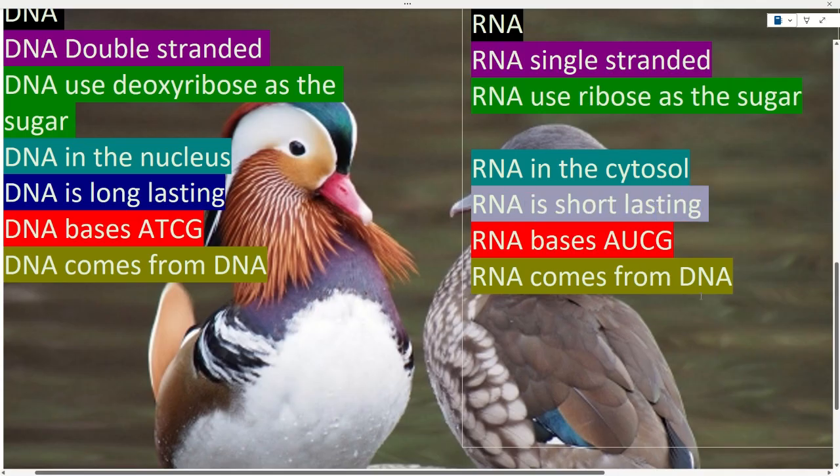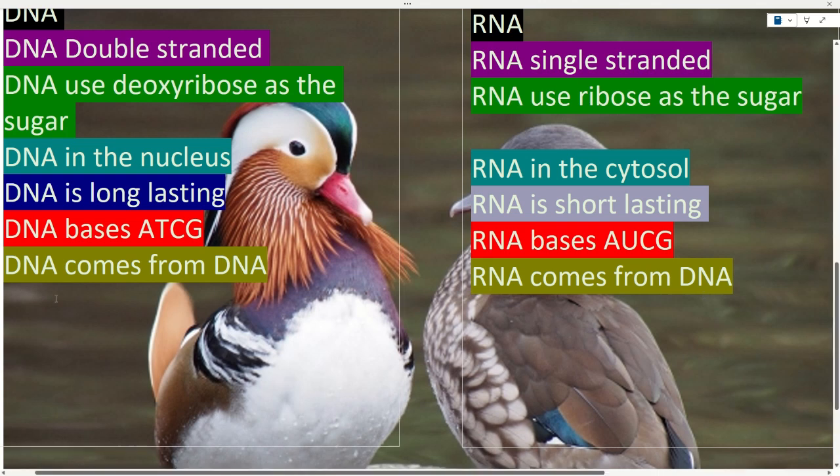RNA is going to be a different animal. RNA is going to be short-lasting. Why? So what happens is I take the DNA, I make a photocopy of it, and so now for the next 30 minutes or however long, I'm making that protein. And once I make enough of that protein, I get rid of that RNA. Why? I don't want to make any more of that protein.